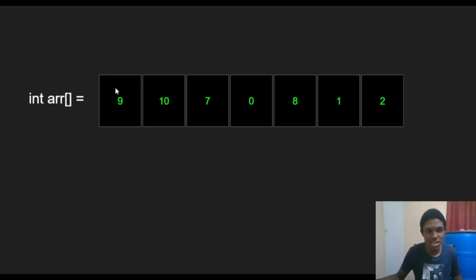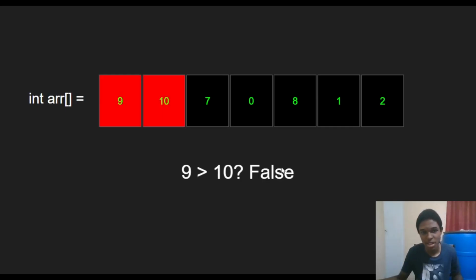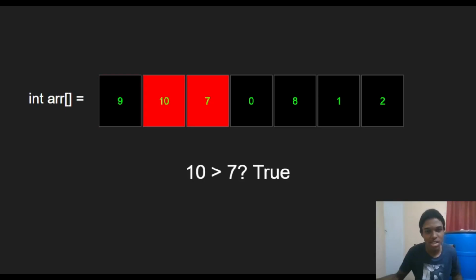So as you guys can see, we have an array right here with the elements 9, 10, 7, 0, 8, 1, and 2. What bubble sort will do is start with the first two elements, 9 and 10, and compare them. In this case, we want to sort in ascending order. So we compare 9 with 10, and we say, is 9 greater than 10? False. So it moves on to the next element, and then it says, is 10 greater than 7?